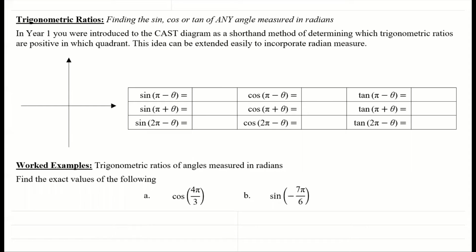So in this next part, we're going to look specifically at trigonometric ratios. And we're going to use the CAST diagram, which you saw in year 1. And we can use the CAST diagram to write down equivalent sine, cosine, and tan values for certain angles. And that applies to radians as well as degrees. So the first thing to notice is on the CAST diagram, let's just put on the angles, but we'll do it in radians instead. So it starts at 0.